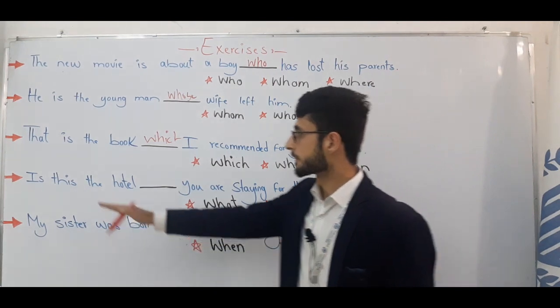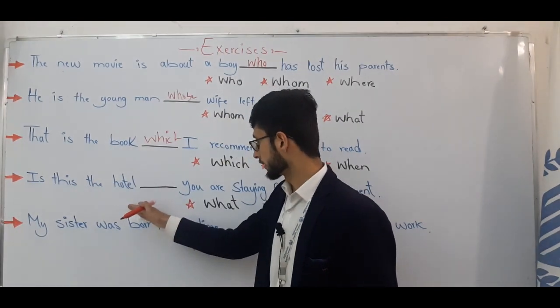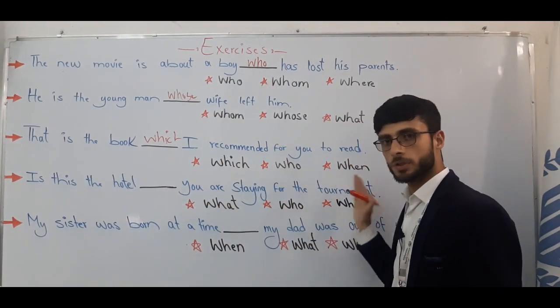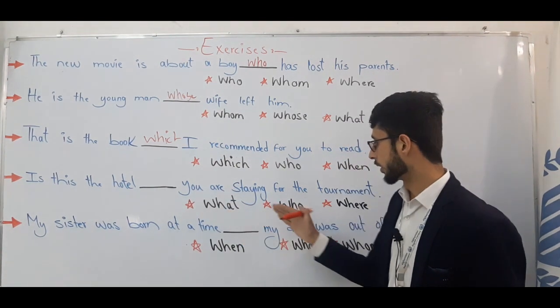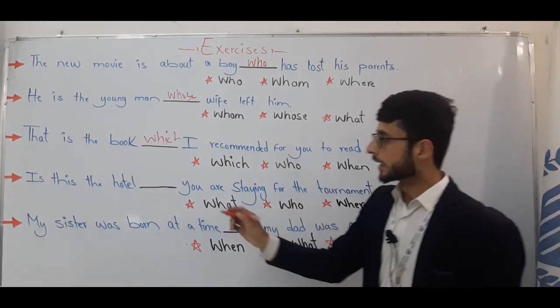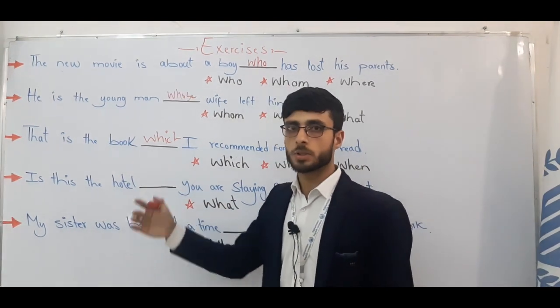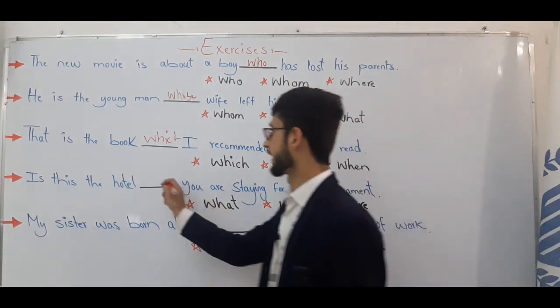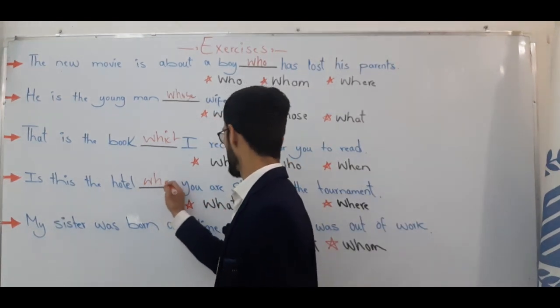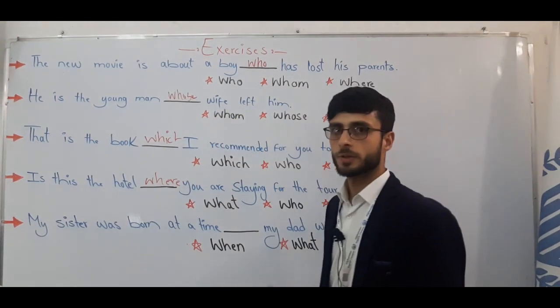Fourth sentence. Is this the hotel you're staying for tournament? See, there are three choices. What, who, and where. In here we have hotel. We want to talk about a place of something. We should use where. Is this the hotel where you're staying? And here we should use where.